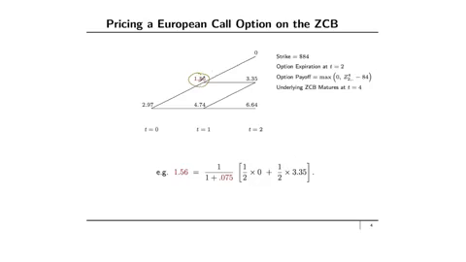And then after calculating that number and 4.74 down at this node, we go back to time t equals 0 and get the initial value of the option. We can see it's going to be 2.97.